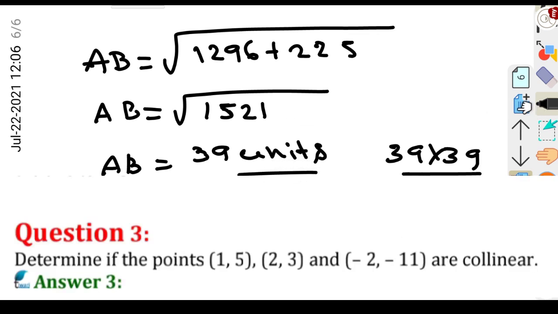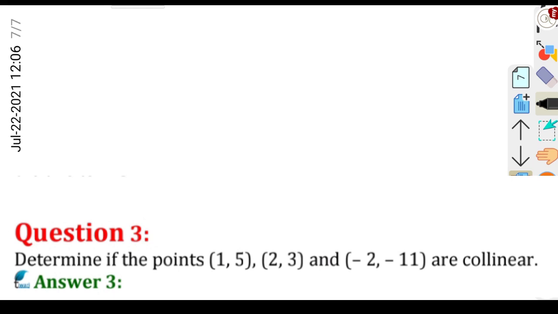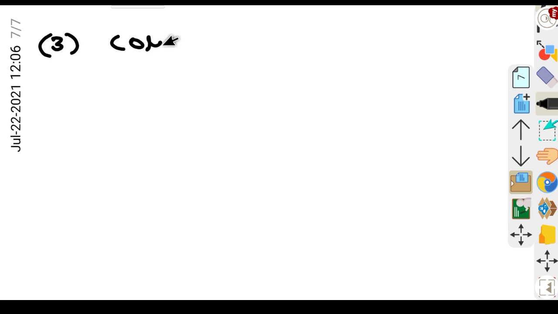Okay children, now we will move on to the third one. The third question says: determine if the points (1, 5), (2, 3) and (minus 2, minus 11) are collinear. Now this is the third problem. Now how to solve this? First try to understand the meaning of the word collinear. Now what is the meaning of collinear? That is what you need, children.